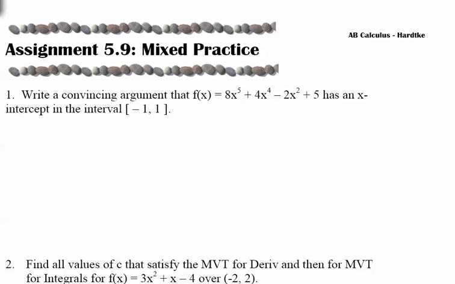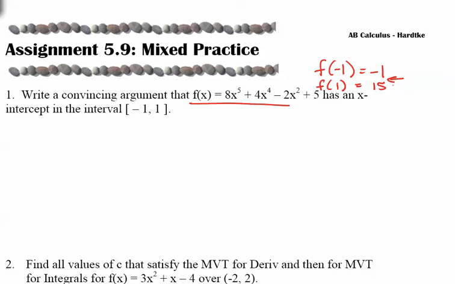In this assignment, we get a lot of mixed practice. So here we want to show that there's an x-intercept in the interval. Well, we know polynomial functions are continuous, so we might want to check the endpoints. If we substitute -1 into this function, we get a y-coordinate of -1. And at +1, we'll get 15.